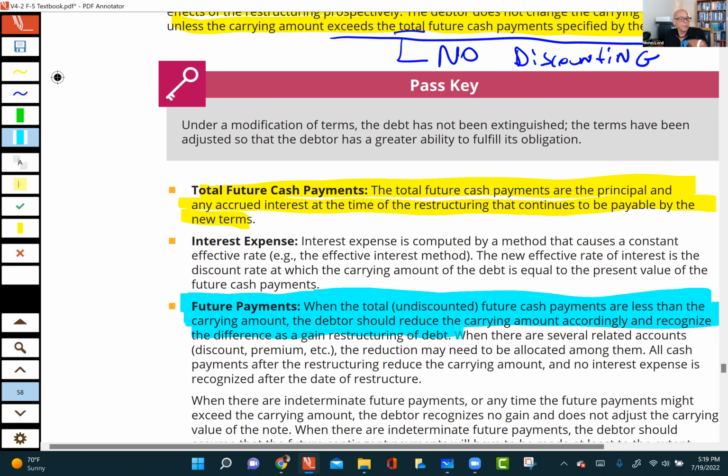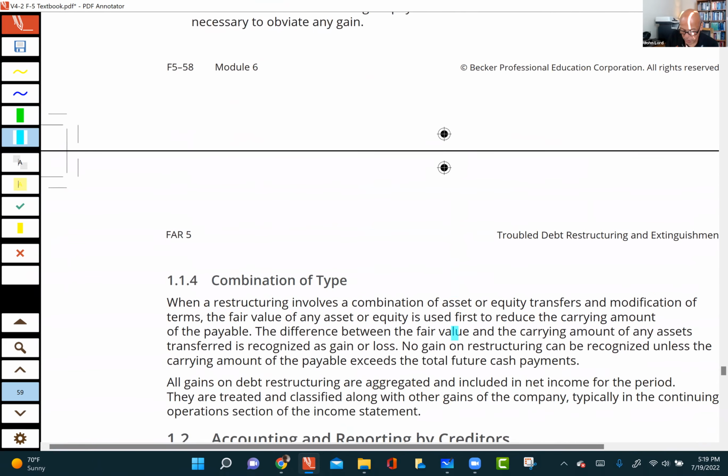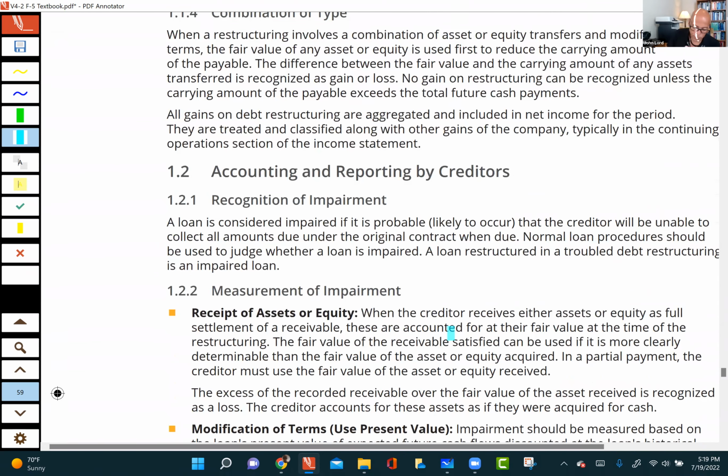So now, if we looked at that situation and you're going to pay me $500,000, let's say, on an undiscounted basis, and the carrying amount is $1 million, you're going to pay me $600,000, whatever, then what? Then the gain that you would recognize would be $400,000. But again, do not discount the cash flows on the debtor side. Now, this gets a little bit confusing sometimes because there's an uneven treatment between the debtor and the creditor.